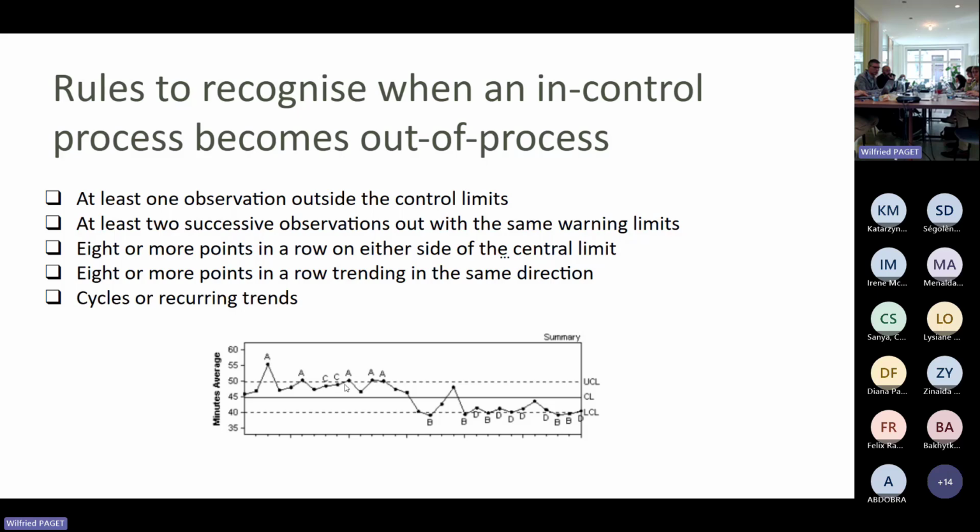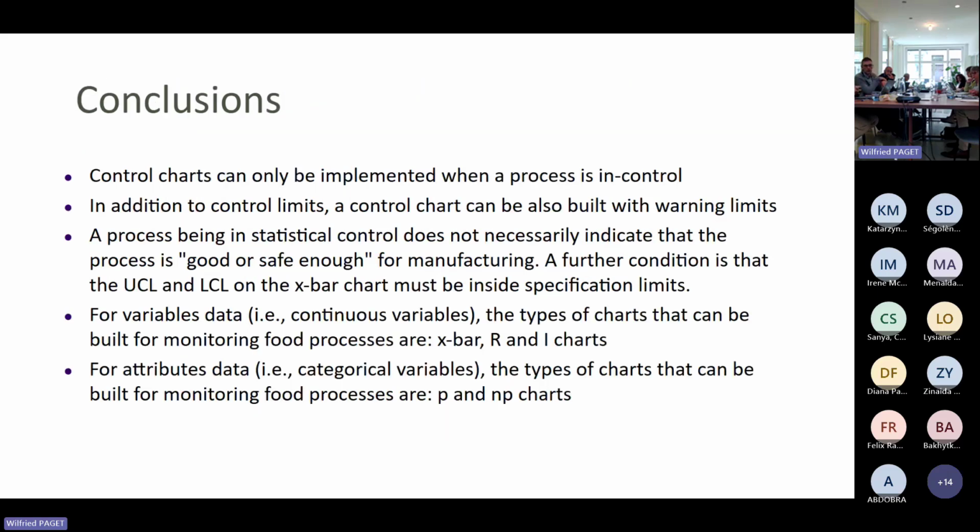If you take a look at this, our process is not in control because we have a lot of samples on the upper side. Similarly here, you see a lot of values on the lower side of the control limit. So we need to take some action. Of course, if we see some cycles or recurring trends, something is wrong. So we expect a random distribution of these dots around the central limit.